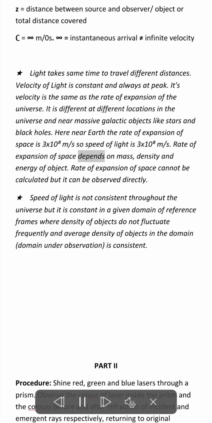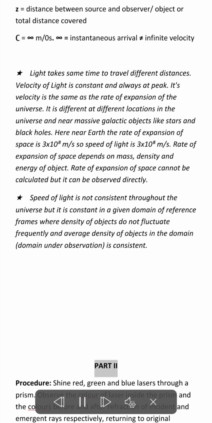Rate of expansion of space depends on mass, density, and energy of the object. Rate of expansion of space cannot be calculated, but it can be observed directly. Speed of light is not consistent throughout the universe, but it is constant in a given domain of reference frames where the density of objects does not fluctuate frequently and the average density of objects in the domain under observation is consistent.